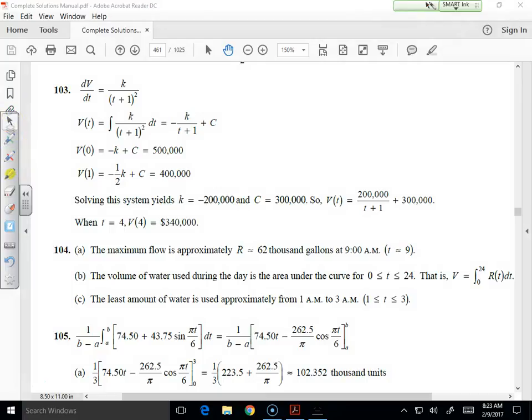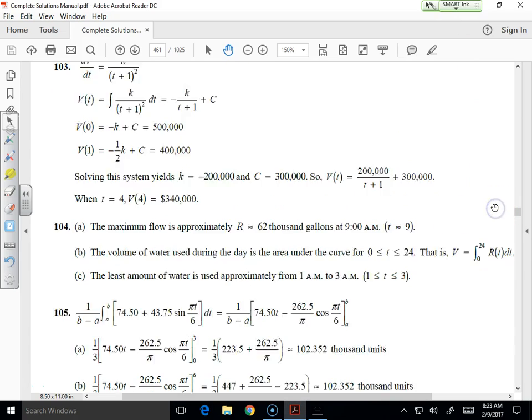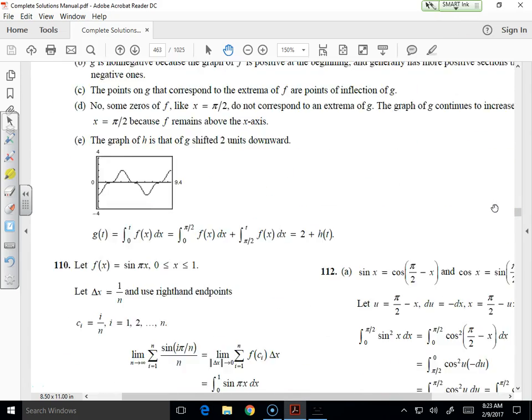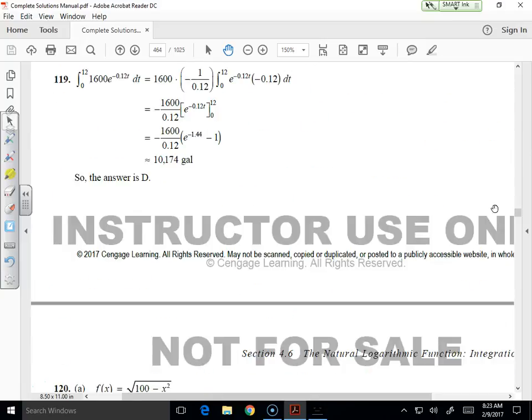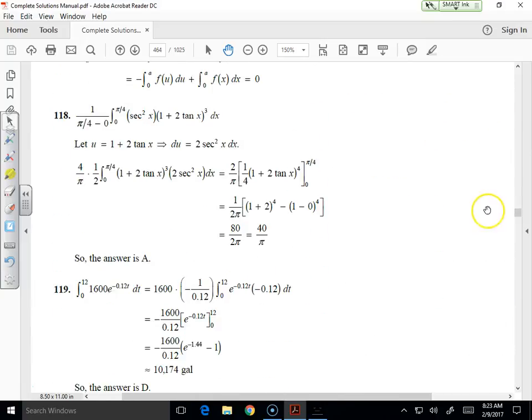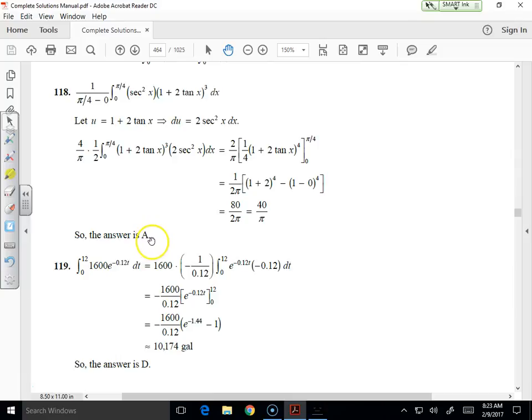I did have a few questions on that after school, hence why I took time to go ahead and look at it. Number 118 is the last even. Final answer is A. U should have been the 1 plus 2, 10. An average value, you plug and chug, answer is A.